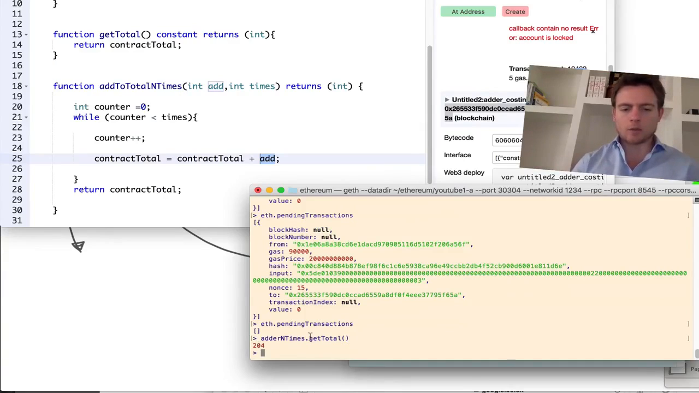So the first time we called this, we asked 34 to be added to the total 3 times, and that went through, and we specified a gas price of 90,000. The second time we did it, we passed a parameter saying, do the same, but this time do it 30 times, using the same gas limit, the same upper limit in our transaction, and it didn't get executed.